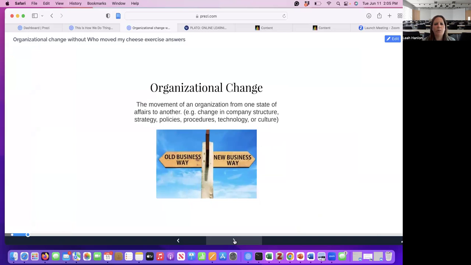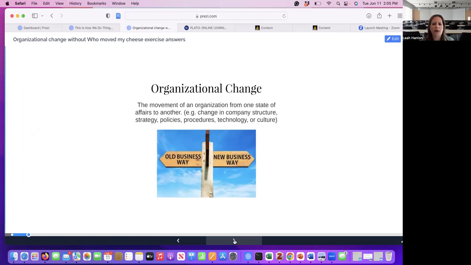Organizational change is the movement of an organization from one state of affairs to another. So as I mentioned, some examples already, but changes in company structure, strategy, policies, procedures, technology, or culture.